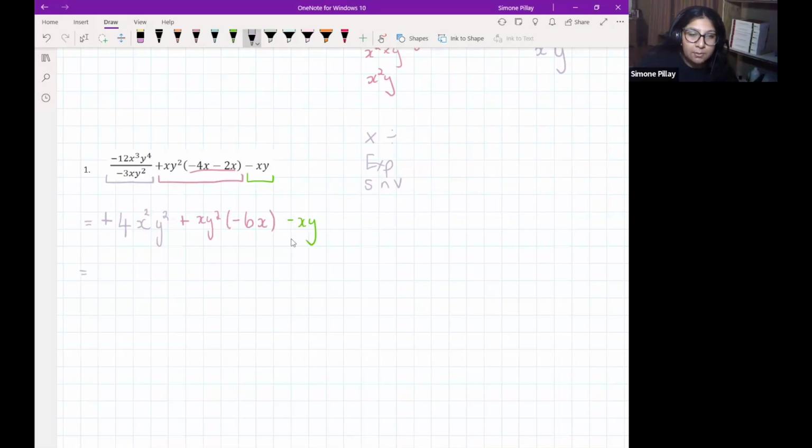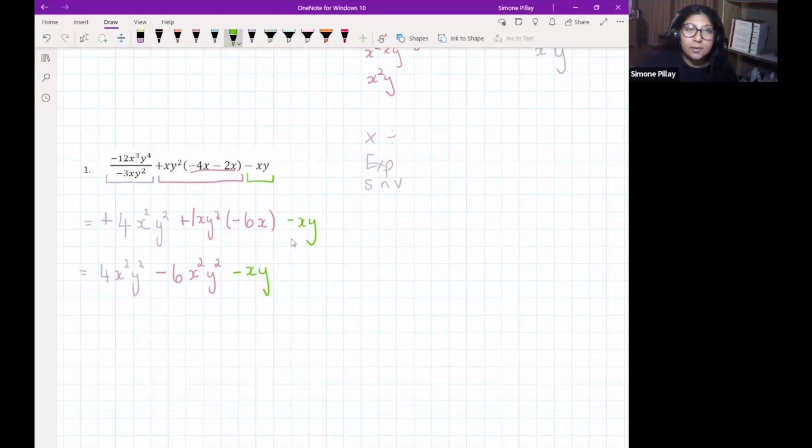In my next step, I'm just simplifying my pink. I want to get rid of that multiplication. So I'm just copying everything down, and then I'm going to multiply. Because I'm multiplying, I can apply SNV. Multiply my signs: a positive times a negative gives me a negative. Multiply my numbers: well, this is 1, so it's just 6 times 1, which is 6. And then my variables: it's x times x, which is going to give me x squared y squared. And then I can bring my green term down, negative xy.